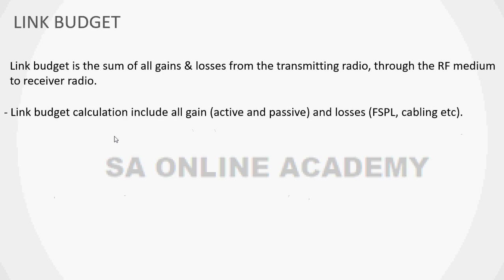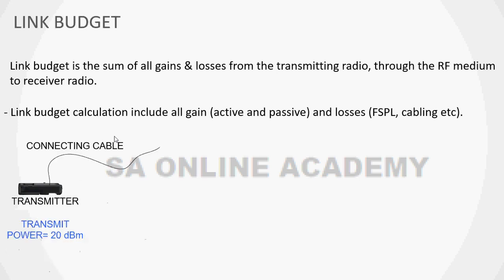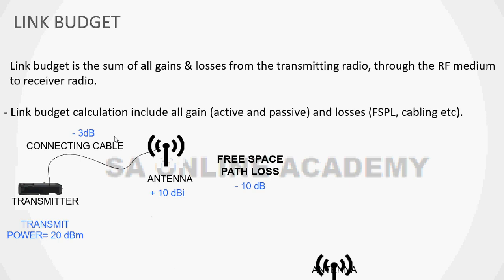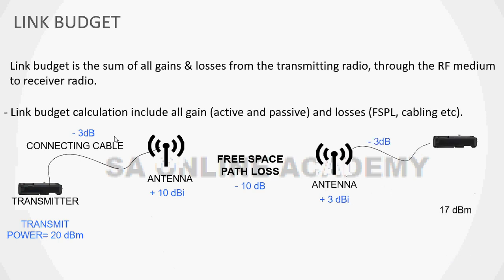Calculation includes all gains and all losses. Okay, so this is one example. The transmit power is 20 dBm, the connecting cable loss is minus 3 dB, then the antenna, then the free space path loss, then the antenna again. At the receiver end, the received power is 17 dBm. So the calculation of all these gains and losses is the link budget.